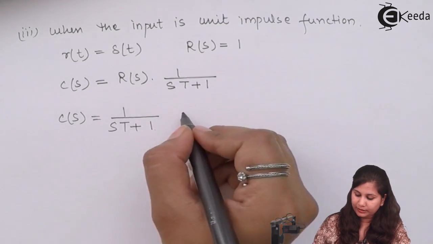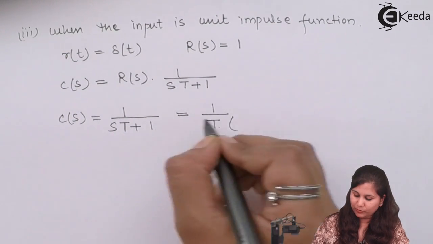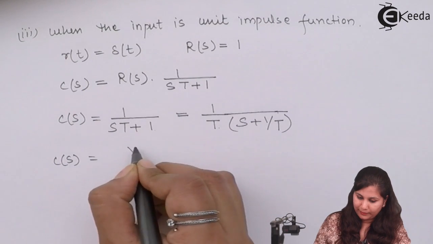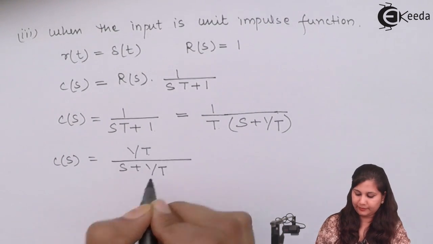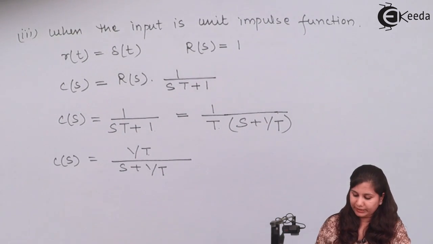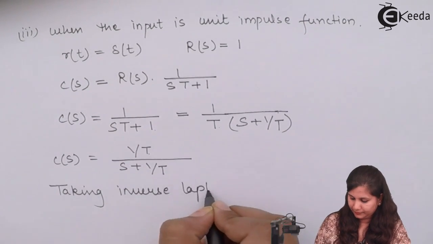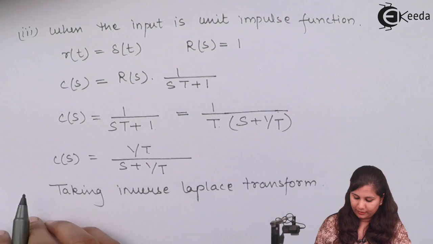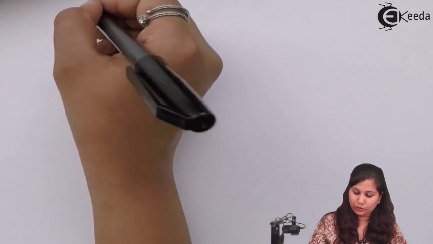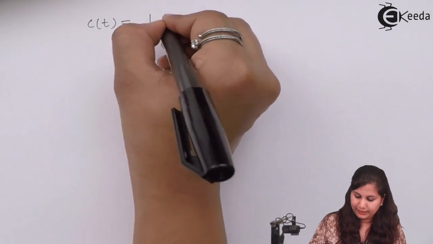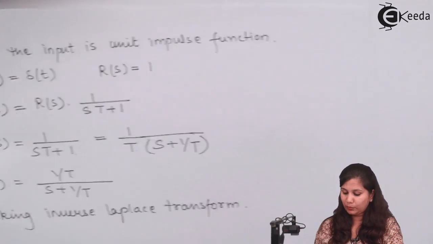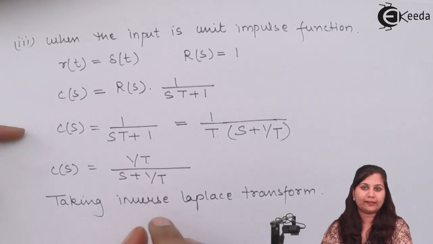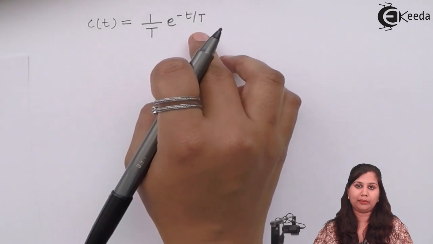Now if we take T common, then it will be 1 upon T, and we are left with s plus 1 upon T. So this can be written as 1 by T upon s plus 1 by T. Now if we take the inverse Laplace transform, this is for e raised to the power minus at. So we can write the inverse Laplace transform of C(s) will be c(t). So c(t) will come out to be 1 by T e raised to the power minus t by T. This 1 by T is written as it is, and this s plus a is the standard form, so it is e raised to the power minus at. Applying the standard inverse Laplace formulas, it will be e raised to the power minus t by capital T.